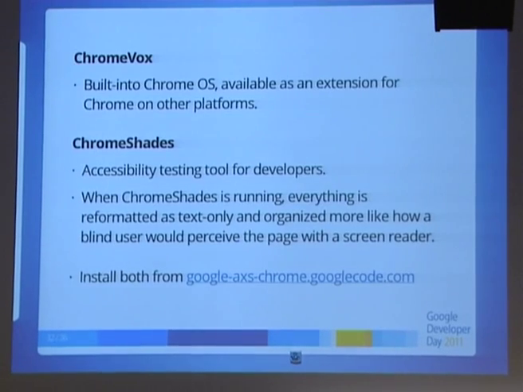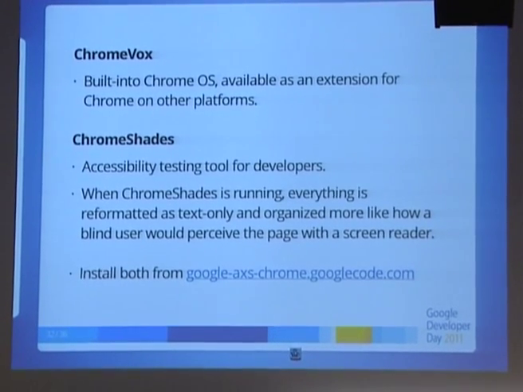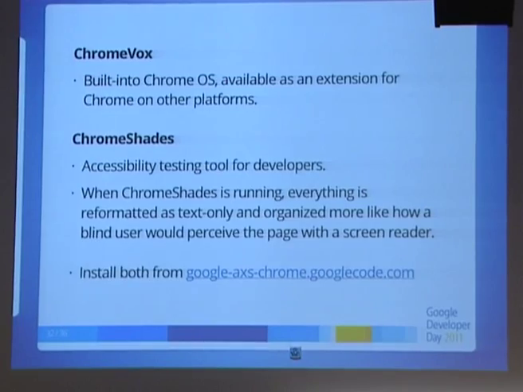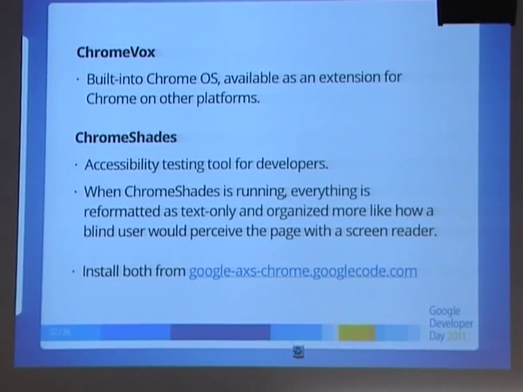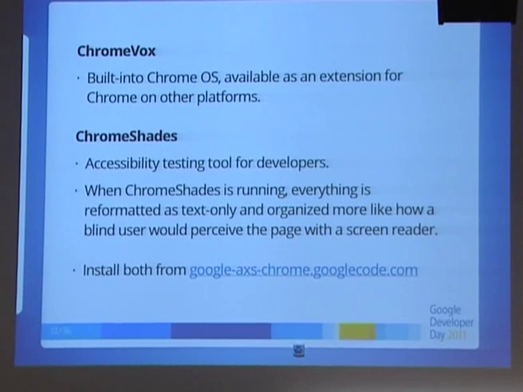So at this point, I would just say there are two tools that I think are really quite useful when testing your own applications for accessibility. The first is ChromeVox. It's a completely free screen reader that's relatively easy to use for people that have never used a screen reader before. There's good documentation. It's an extension for Chrome.